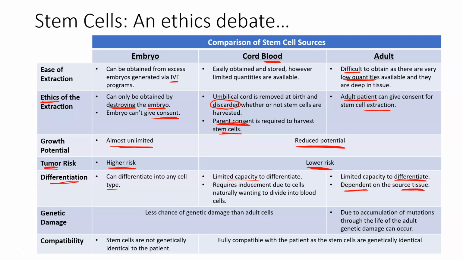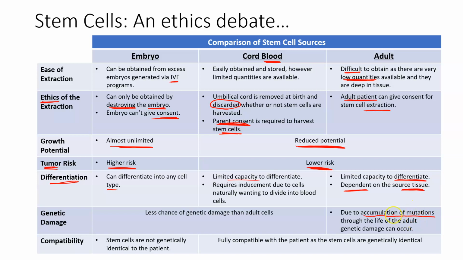So oftentimes if you're going to get cells out of the bone marrow, they're going to eventually become blood cells, because that's ultimately what the bone marrow was going to differentiate into. Now when we get into things like genetic damage, obviously there's going to be a longer time for these mutations to accumulate through the life of an adult as the age of the adult increases.